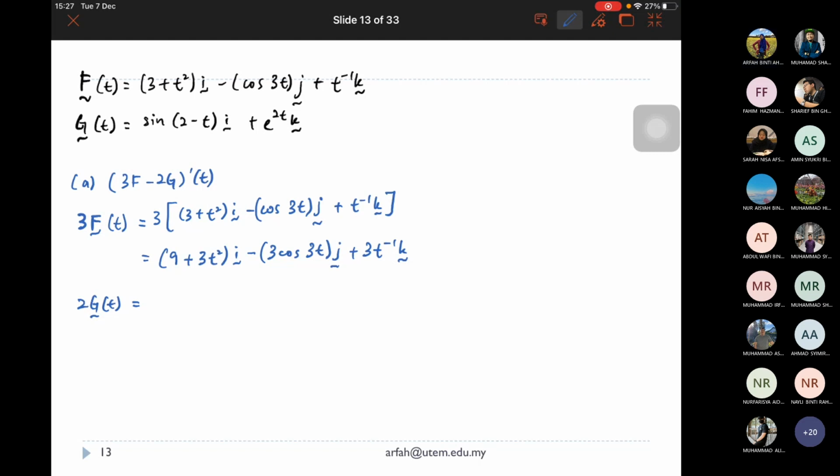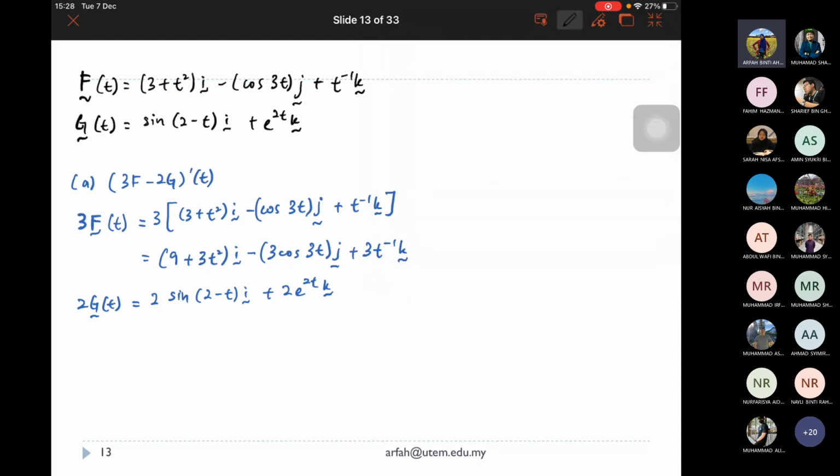Dapat tak? Dapat doktor. Okay. So 2g dapat? Dapat 2 sin 2 minus t i tambah 2 eksponen 2t k. Okay, betul jawapan Syahrul. Okay. So, ni adalah 3f dan juga 2g.